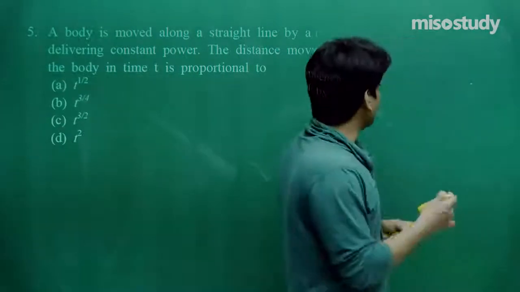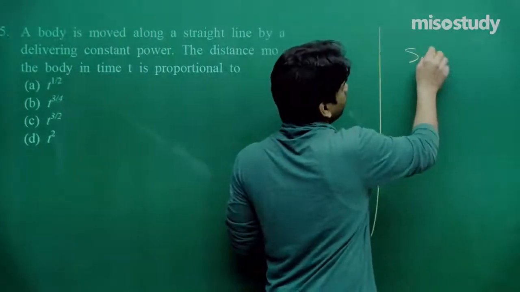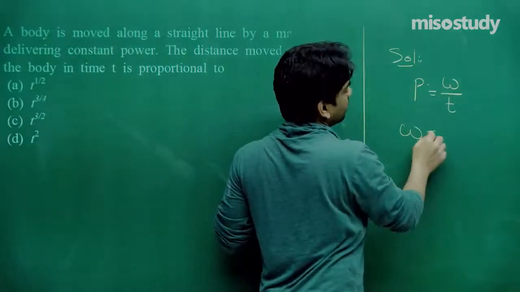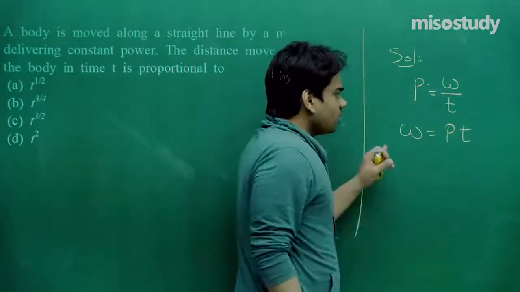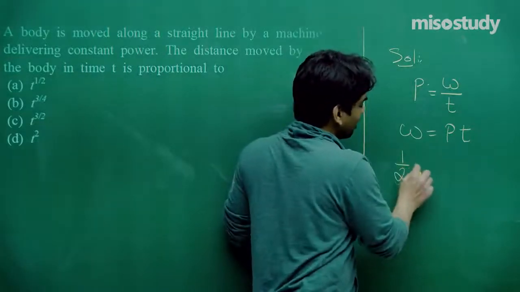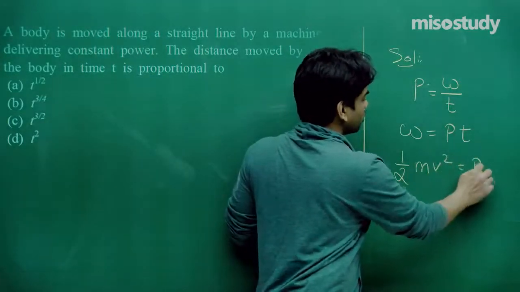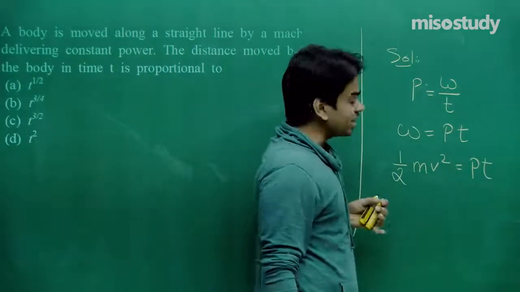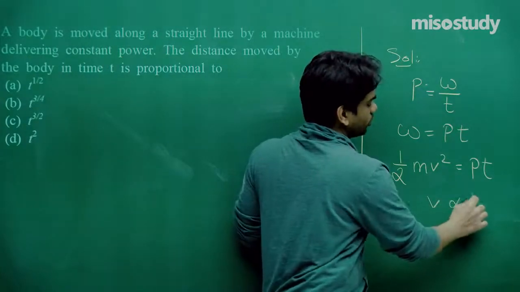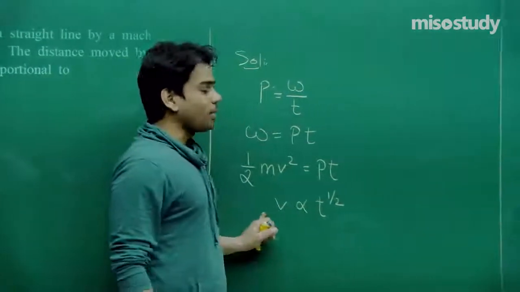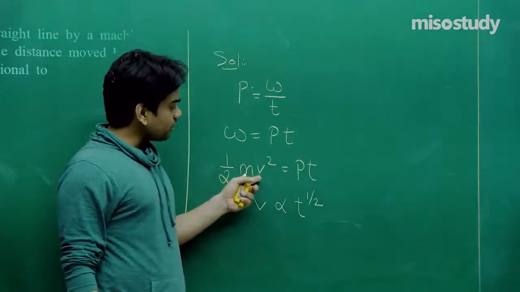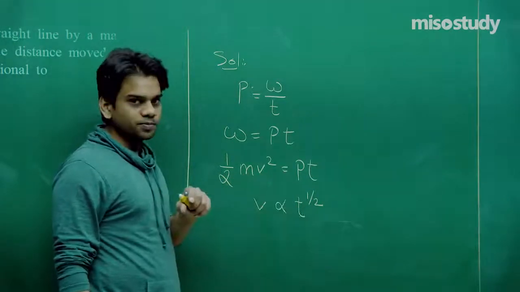So let us go ahead and, without taking more time, discuss the solution of this problem. Power is equal to work done per unit time. We can write work done is equal to power into time. The work done is the increase in kinetic energy, so we can write half m v square is equal to P into t. Quite obvious. Now you see here, we can easily write that v is proportional to t to the power 1 by 2. Not a problem, because power is constant, mass will be constant, 1 by 2 is constant. And for v square, I have taken the square root, so v will be proportional to t to the power 1 by 2.